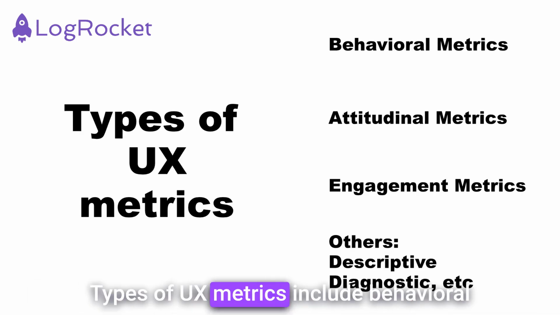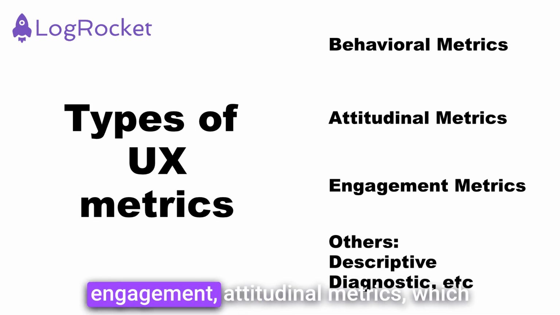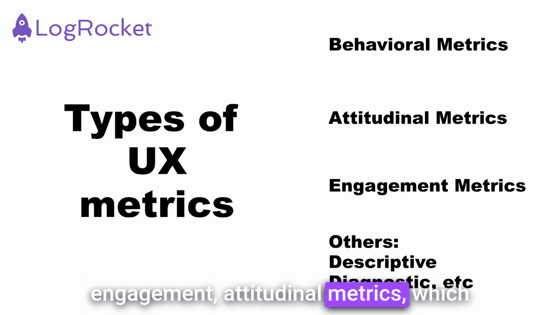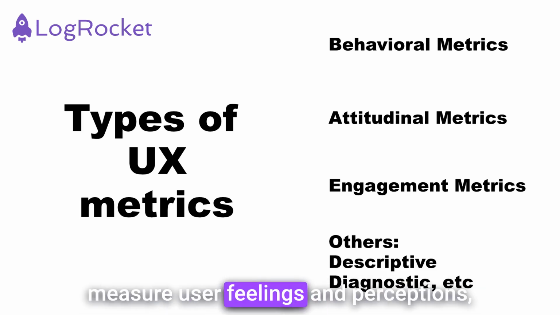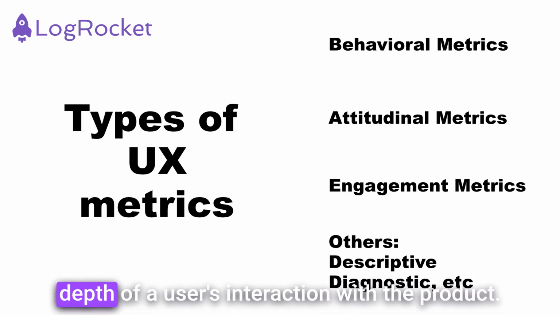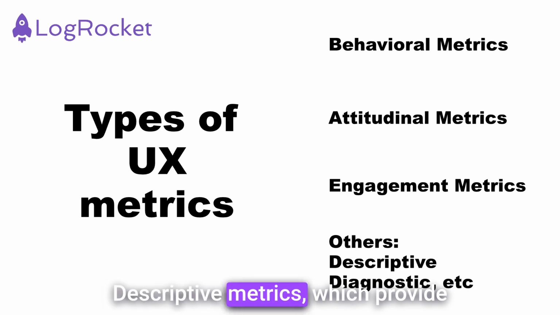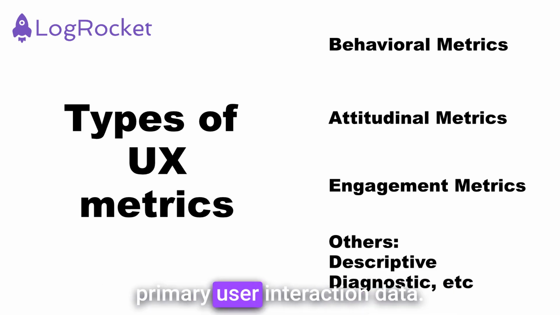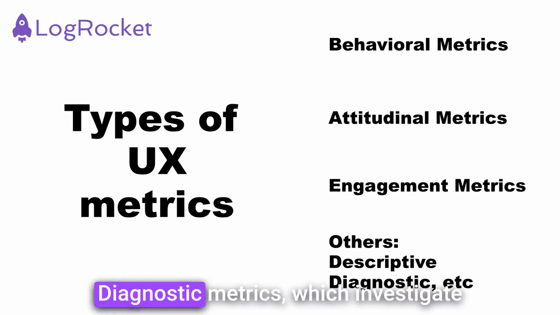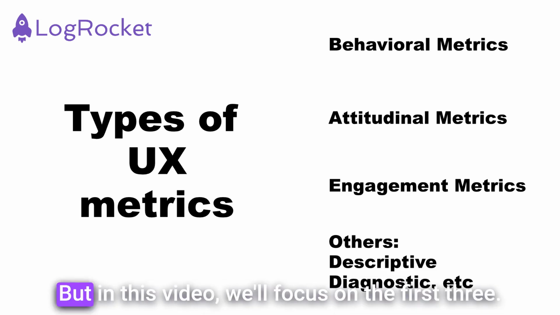Types of UX metrics include behavioral metrics, which track user actions and engagement, attitudinal metrics, which measure user feelings and perceptions, engagement metrics that help gauge the depth of a user's interaction with a product. There are many other types of metrics, of course. Descriptive metrics, which provide primary user interaction data, diagnostic metrics, which investigate the why behind user actions, but in this video, we'll focus on the first three.